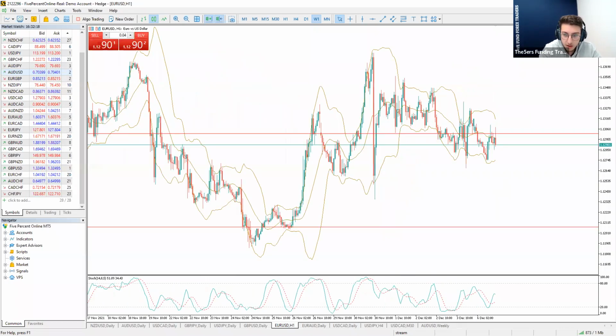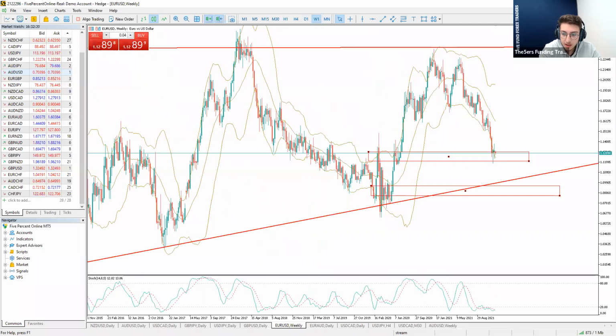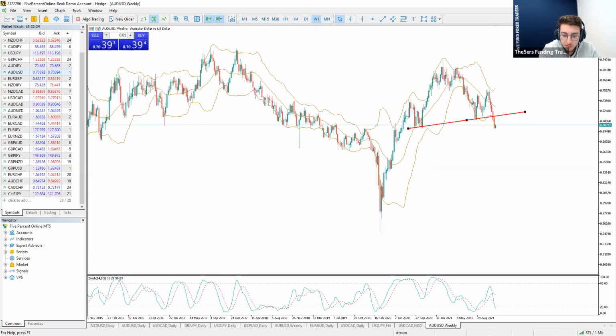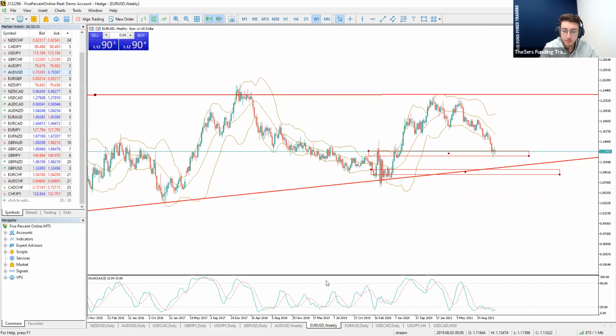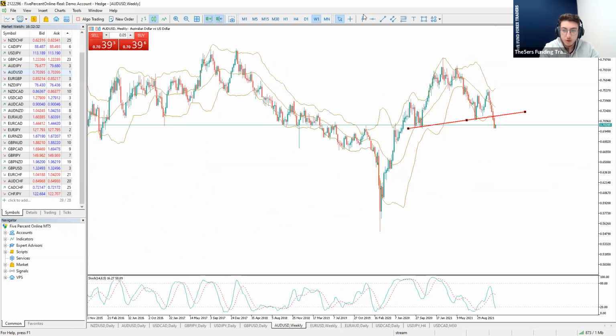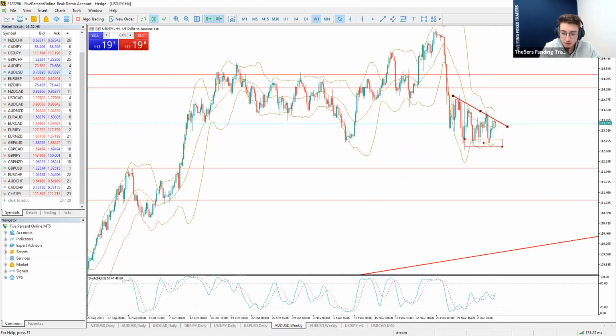You see, if I go on the weekly, this is the USD dollar, and this is the euro USD. You see you have this top, like this double top. I will move all of that, and then you will see if you see a difference.